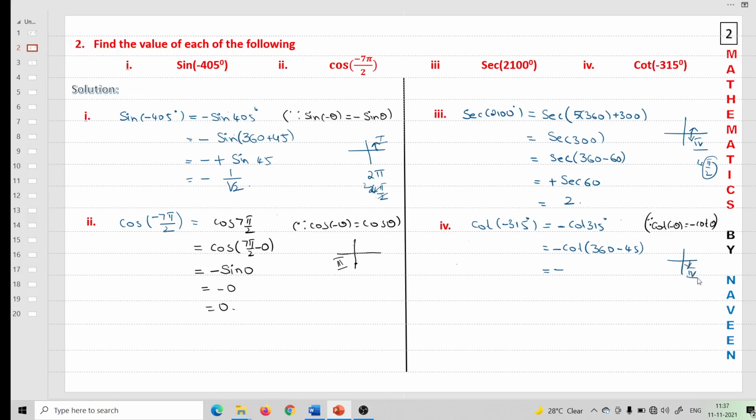So fourth quadrant. In the fourth quadrant cot values are negative, again minus. 360 is pi by 2 multiplied by 4, likewise here. So there is no change in trigonometric ratio, cot only. Cot 45, minus into minus is plus, cot 45 value is 1. So that is equal to 1.